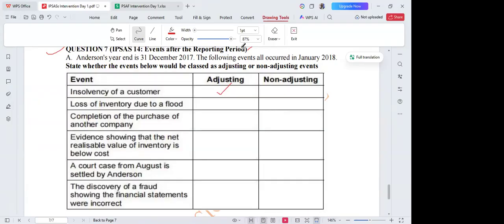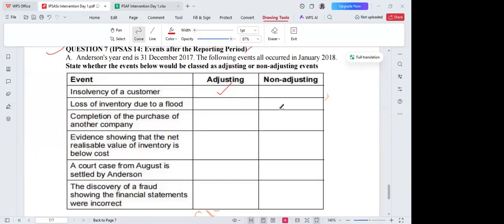Any other submission? Do you agree with it? Okay, Ellen, your hand is up. It is a non-adjusting event. Why? Because the flood happened after the reporting day, so it's non-adjusting.